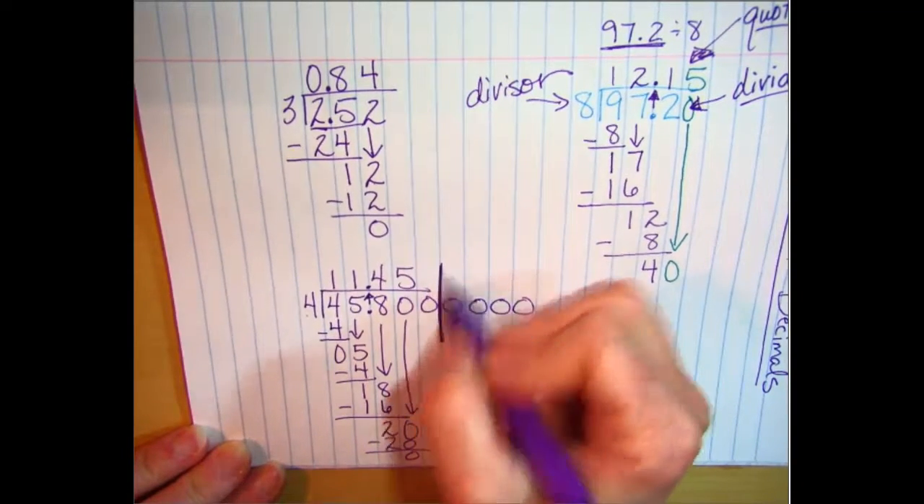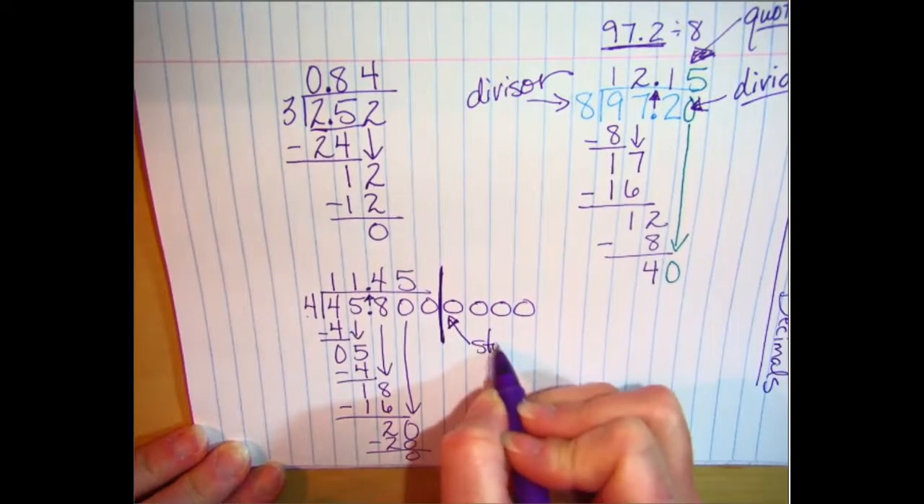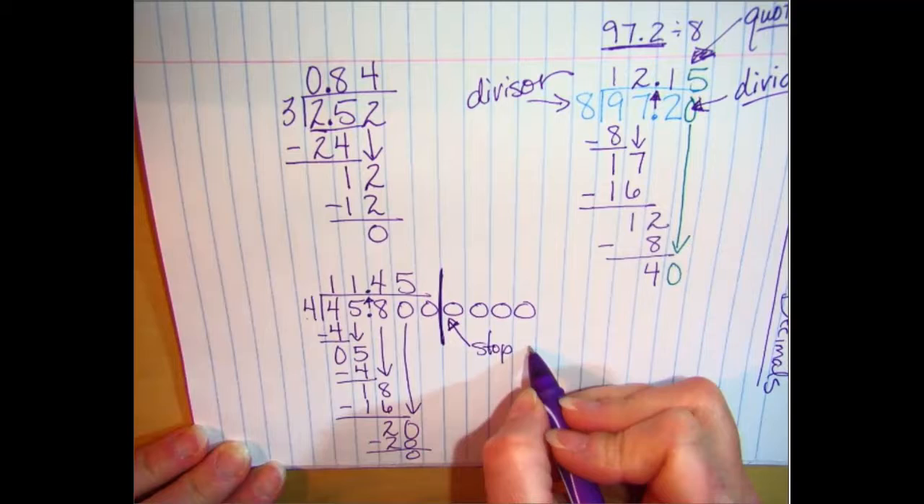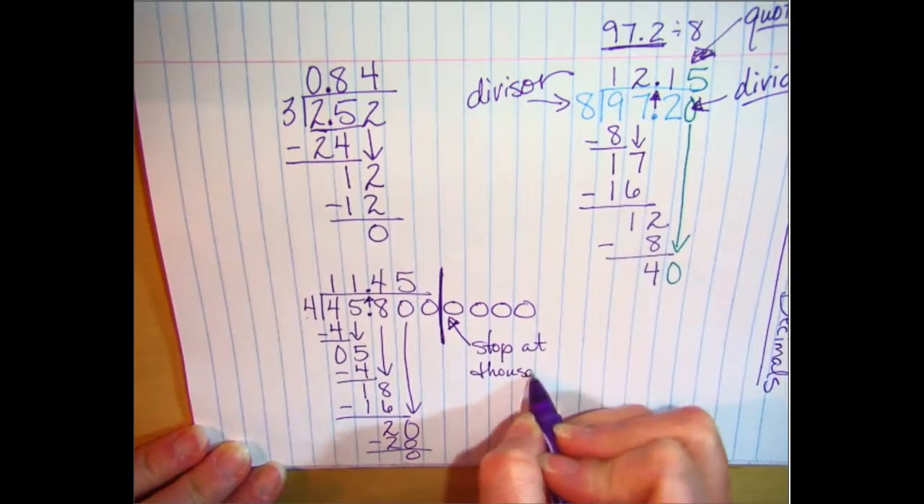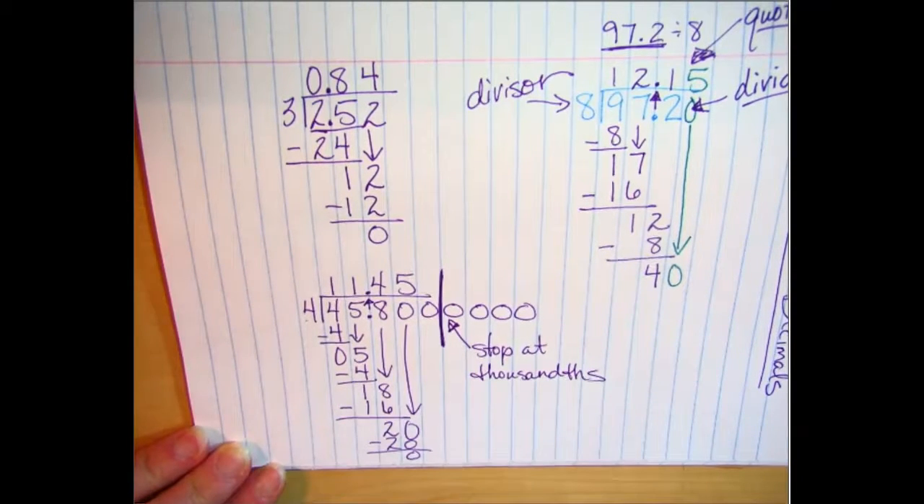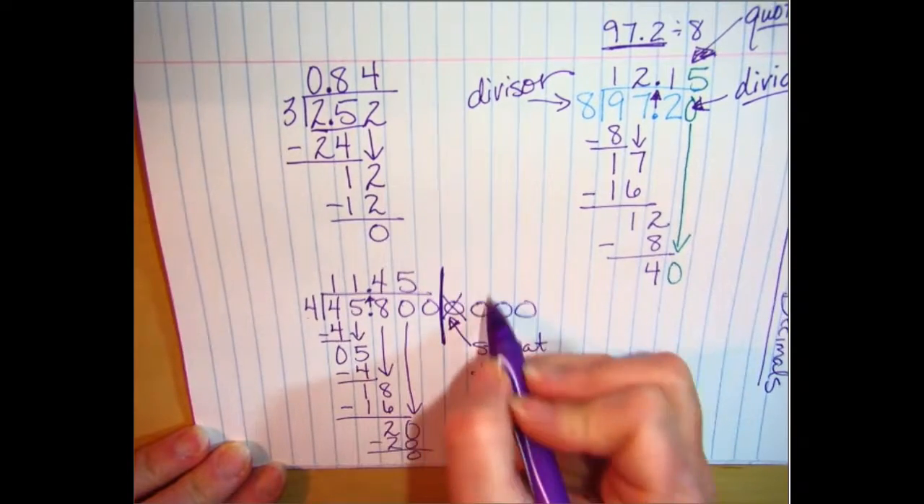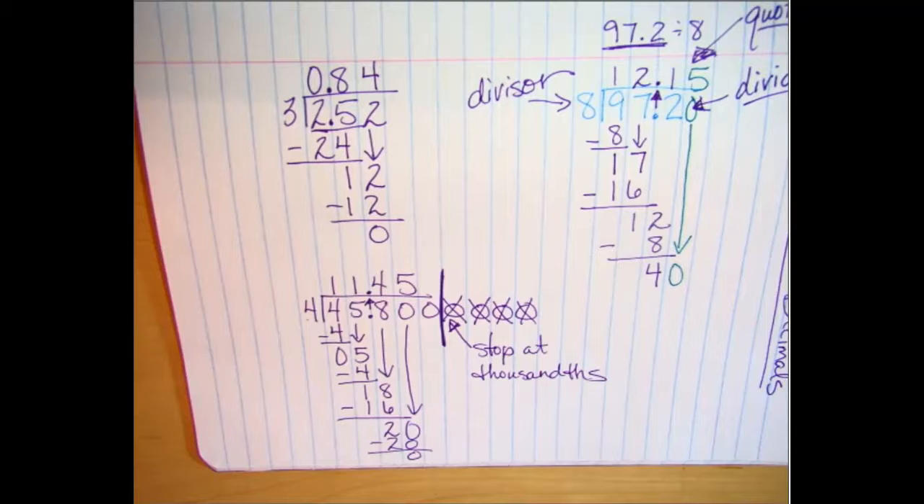I usually tell kids to stop at the thousandths and round to the nearest hundredth. In your 5th grade level problems, you're not going to have something that's going to go out that far. Maybe to the thousandths. But not until 6th, 7th grade are you going to have to go out to the ten thousandths and round to the nearest thousandths. Does that make sense?